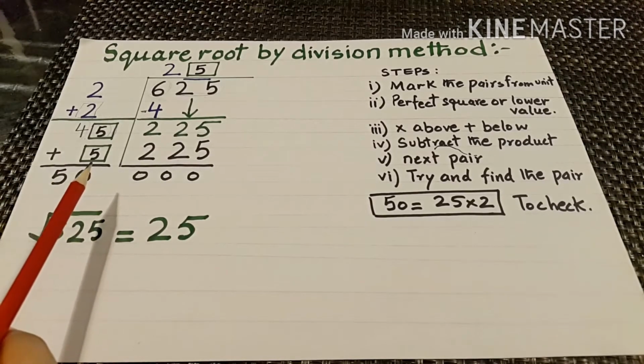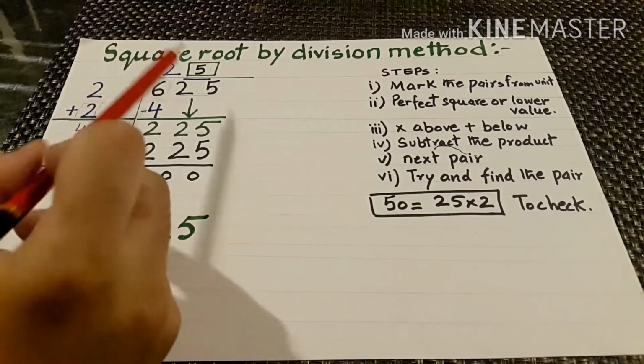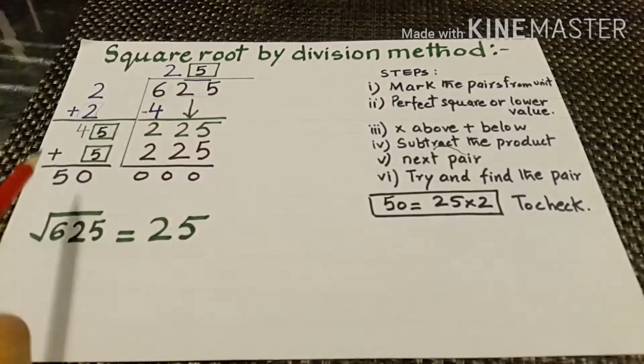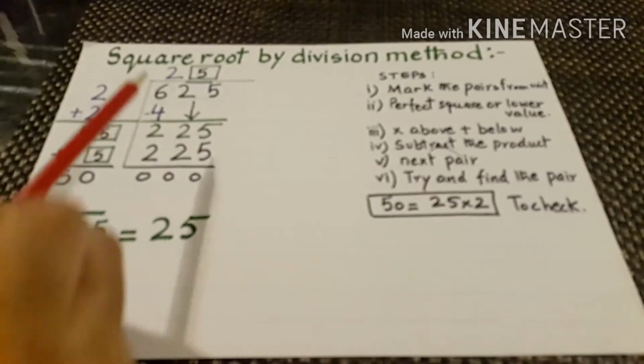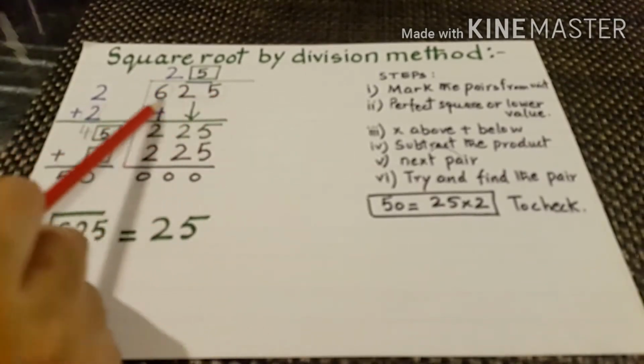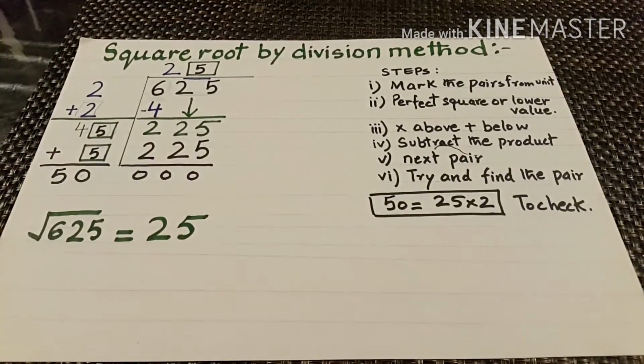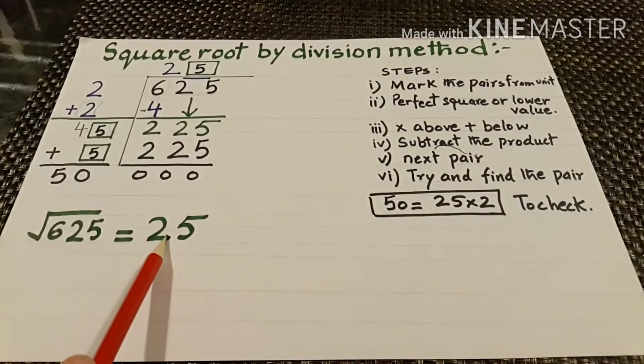Now the key point here is that this number above is 2 times this number. This means that we have perfectly done all the calculations. Okay, so the square root of 625 is 25.